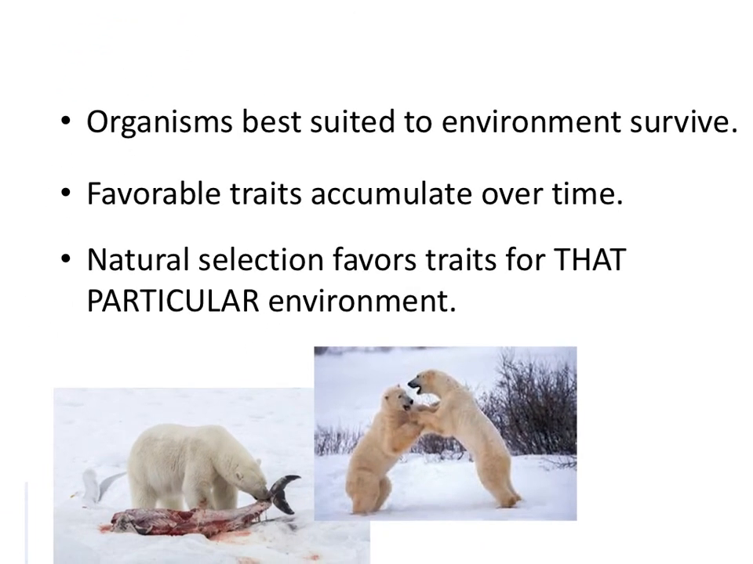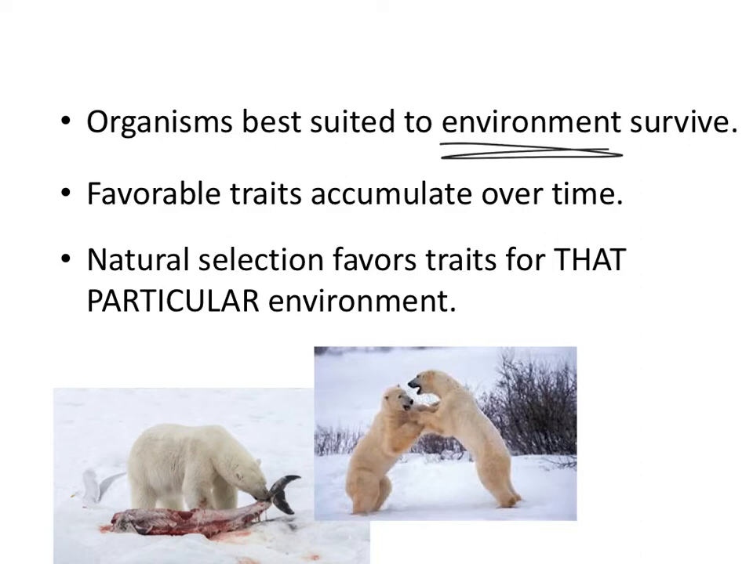So to recap, with natural selection, organisms that are best suited to the environment survive. It's not totally random who gets to survive. Do the brown bunnies survive? Do the white bunnies survive? Well, it depends on the environment. Favorable traits accumulate over time. Those organisms that have good DNA are going to be the ones who survive and have babies. Those organisms with bad DNA are going to die, probably before they ever have a chance to have babies and pass on that bad DNA. So over time, that bad DNA will be lost from the population.